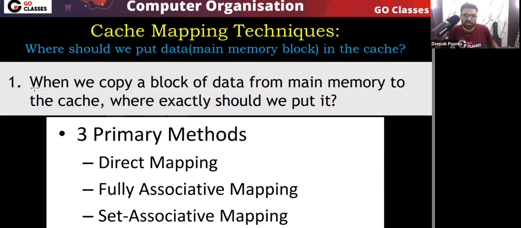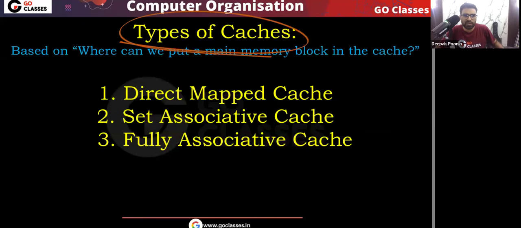So you can see this is the question. When we copy a block of data from main memory to the cache memory, then where exactly should we put it? To answer this question, we have these three mapping techniques. You can use any of them. Now remember, depending on which mapping technique you use for your cache memory, the cache memory we can classify into three types. So you can see there are three types of cache memory.